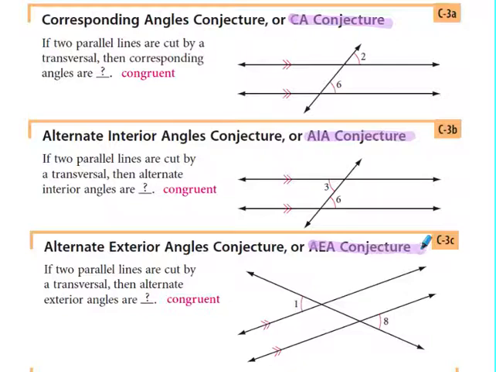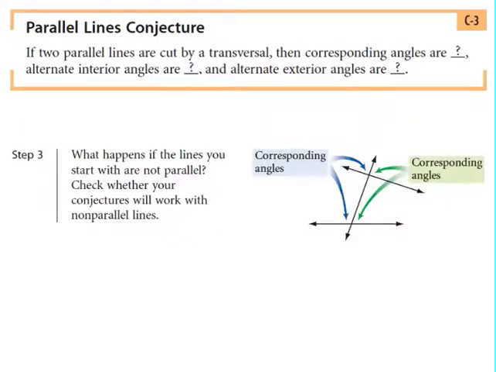Okay, so let's go and see what we have on our next slide. We have the parallel lines conjecture, so another one. Let's look at this and figure out what goes in the blank. If two parallel lines are cut by a transversal, then corresponding angles are, alternate interior angles are, and alternate exterior angles are. And you know that the answers are all congruent. This is basically a combination of all of the three previous ones.